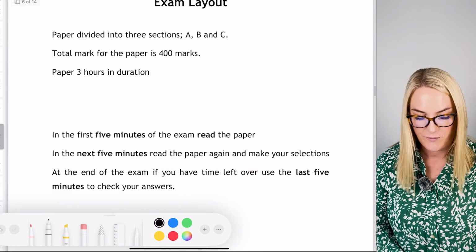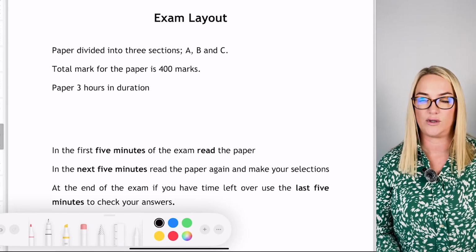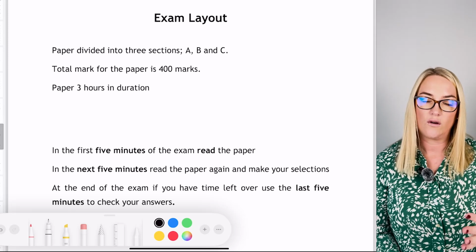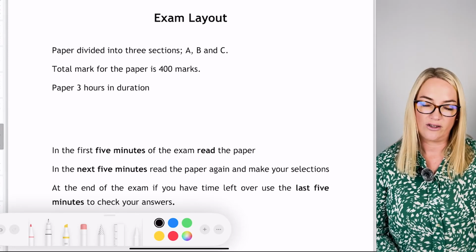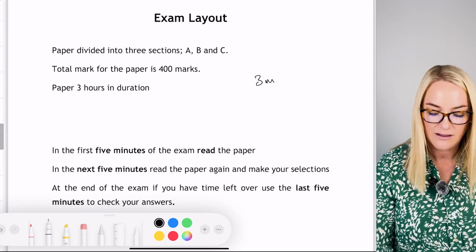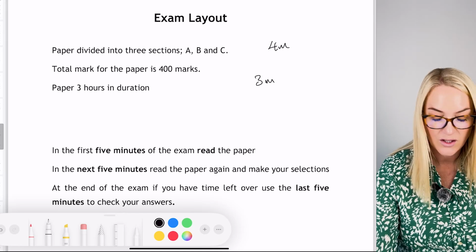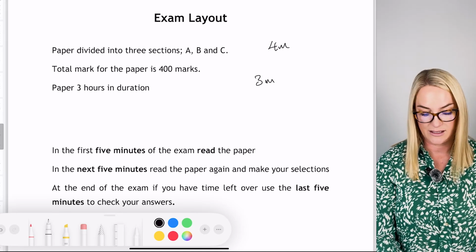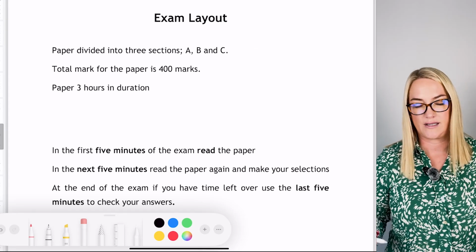Now the exam layout: it's divided into 3 sections, section A, section B, and section C. The overall marks is 400 marks, and it's a 3-hour paper. What you have to look at now is that 3 marks is the magic number in biology. 4 marks works out as 1%. How the marking goes, it's not by percent.